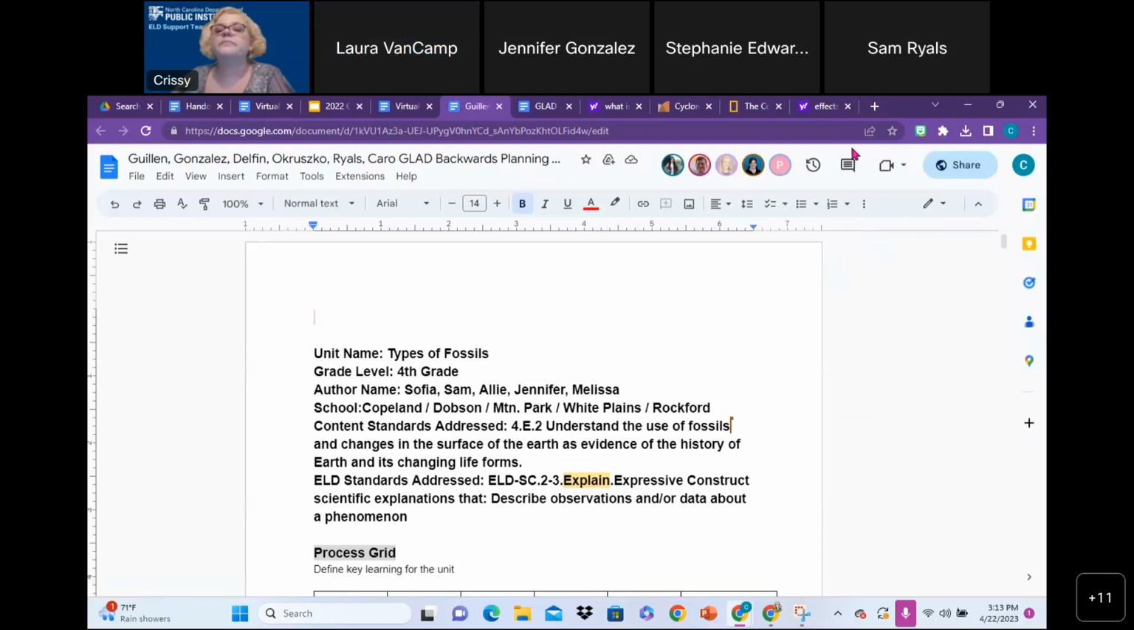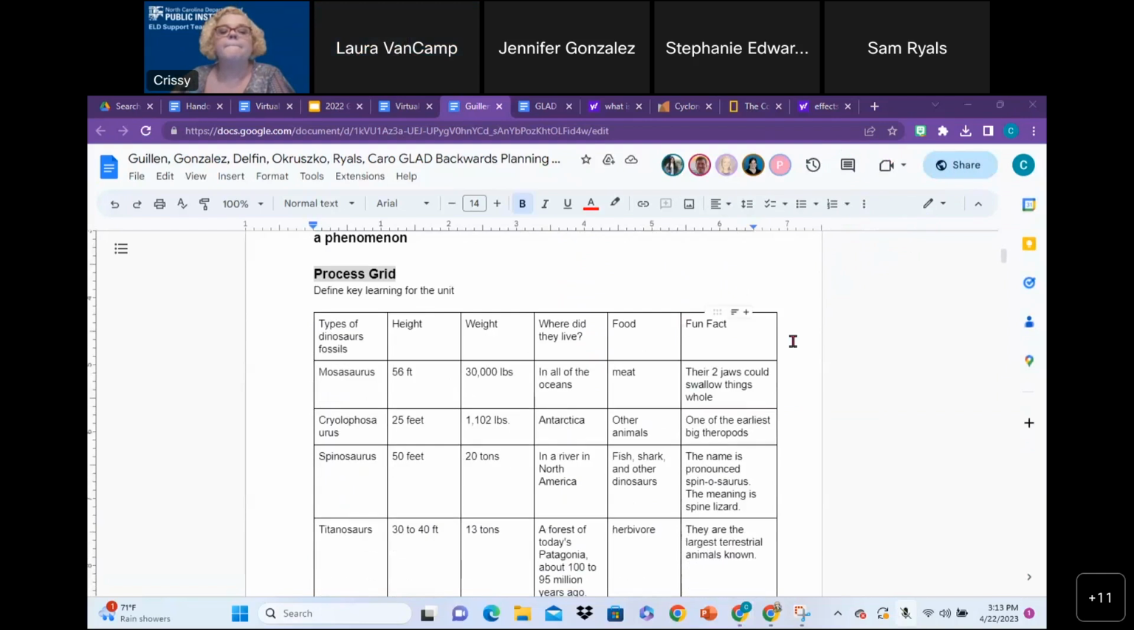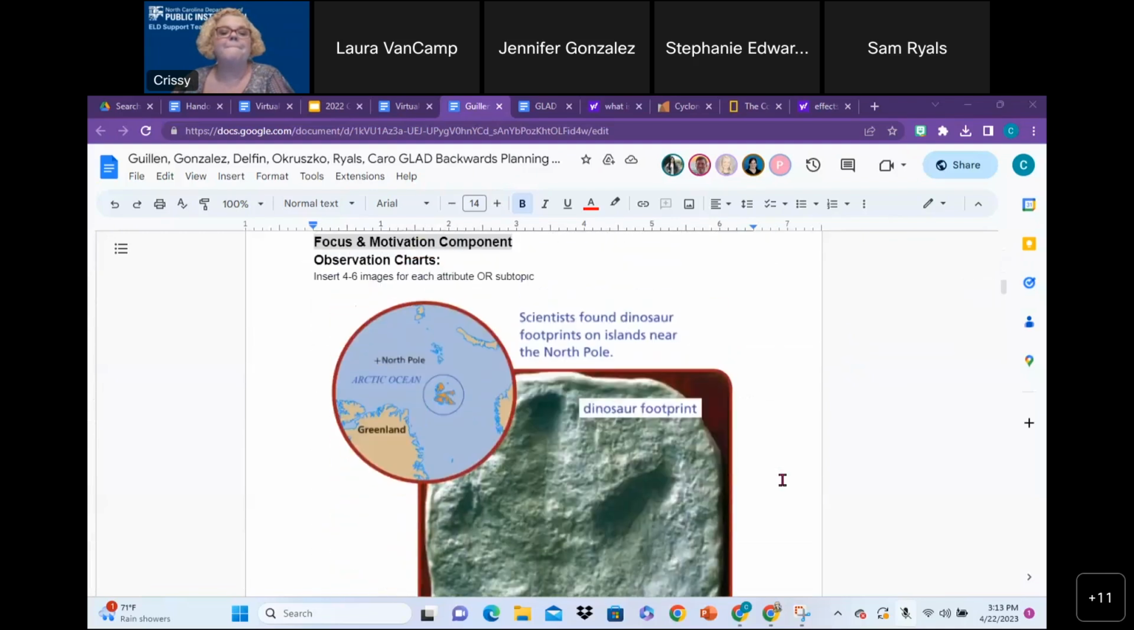Good afternoon. My name is Sam. I'm an ML teacher at White Plains Elementary School in Surrey County. I'll speak for everyone, and if anyone in my group needs to say something, please just interrupt me and let me know. We did our process grid on types of dinosaur fossils, and as you can see, we put different dinosaurs and gave information for 5 attributes: height, weight, where they lived, food, and fun fact. And if you please, thank you, scroll down to the observation charts. Thank you, ma'am.